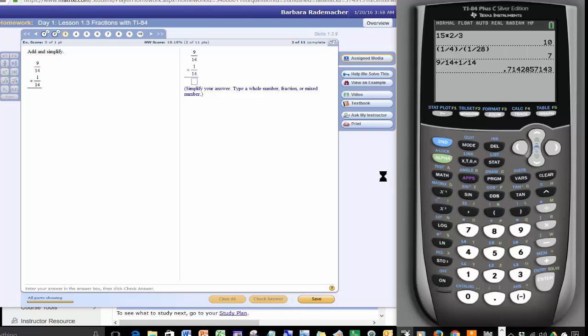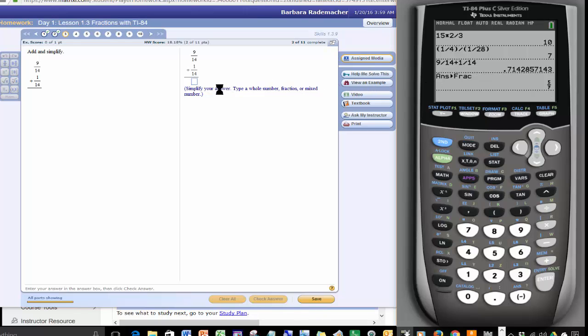Well, that's not the answer I want because look at the blue words underneath the problems. It says simplify your answer, type a whole number, fraction, or mixed number. So the answer they want is a whole number, a fraction, or a mixed number. So to get a fraction, I'm going to push the math button. And notice that frac is up here at the top. That means I'm going to get a fraction. So I'll hit enter. And it says, okay, I'm going to make a fraction of the answer. And hit enter. And there you go. And your answer is automatically given to you in lowest terms.